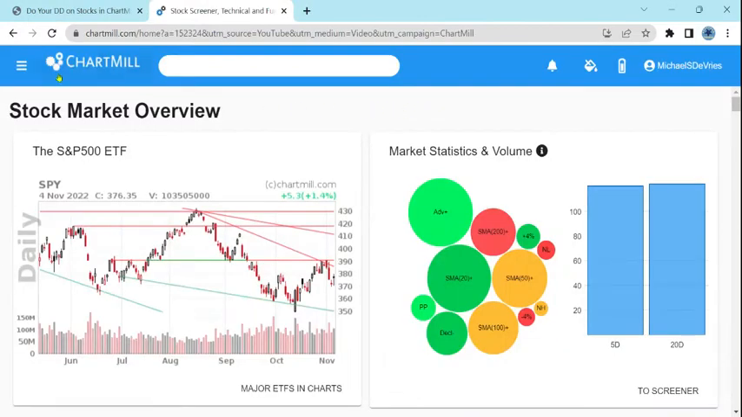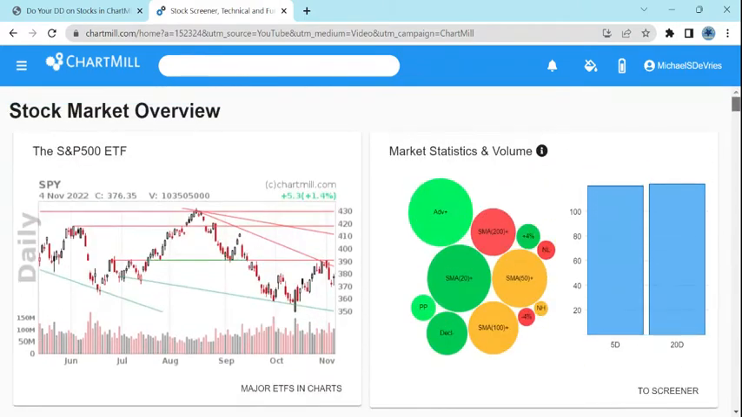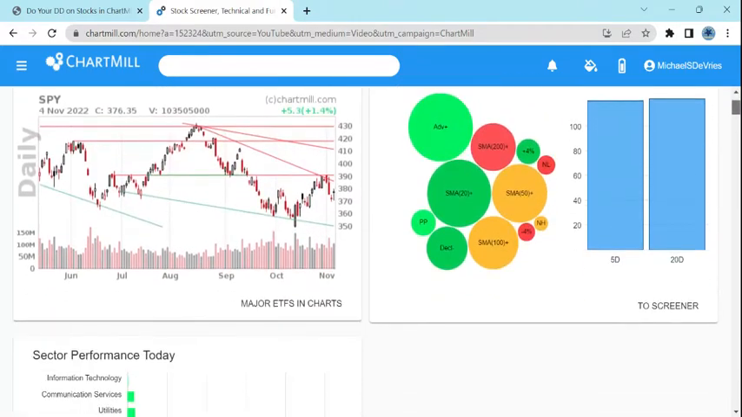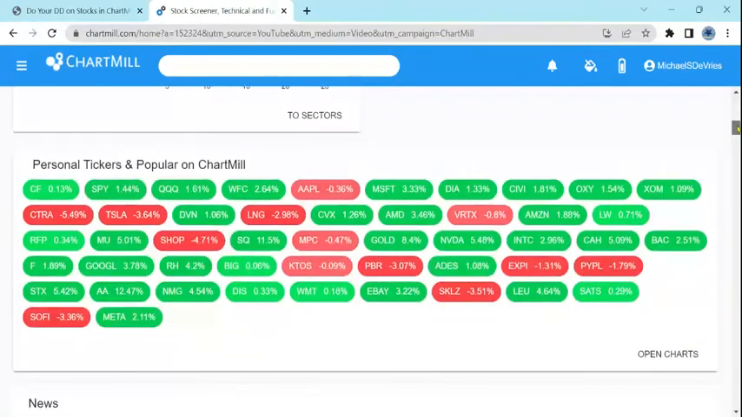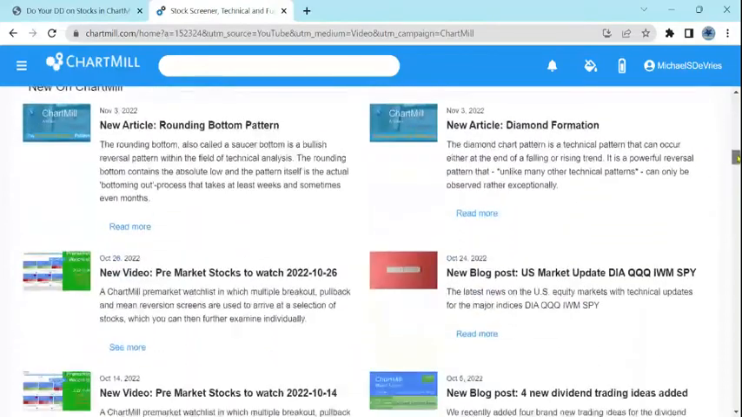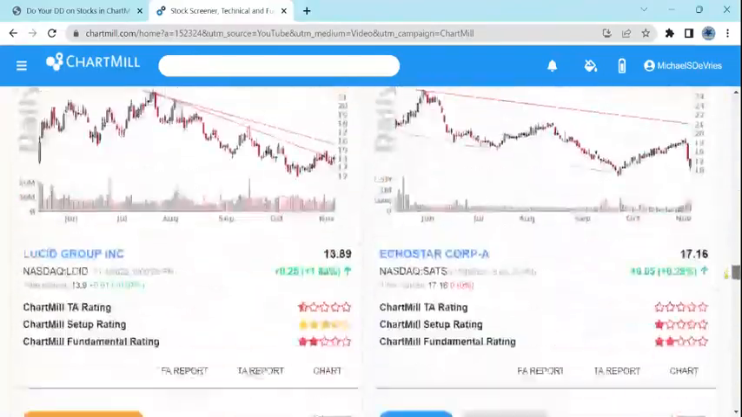Once you get to the home page of ChartMill, you can see ChartMill has all kinds of tools for data, information about the stock markets, etc., that you may find useful. So you may want to take a quick tour of ChartMill. We'll show you a few. You can see indices, information on the indices, major ETFs, a heat map of the major indices, etc. Stock performance today by sectors, tickers, news, etc., and then you can have your own feed of various stock charts that you want to watch.